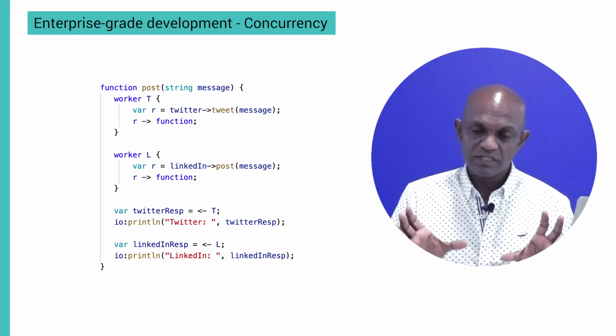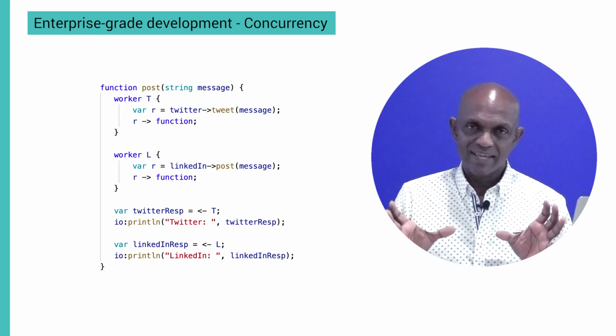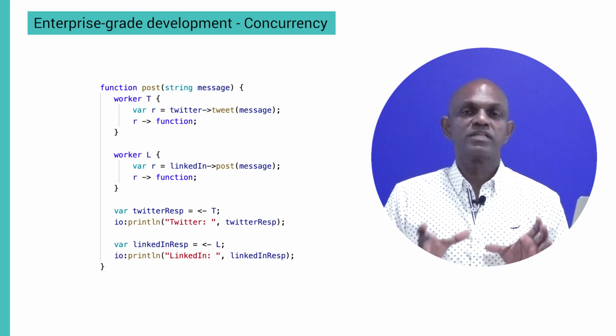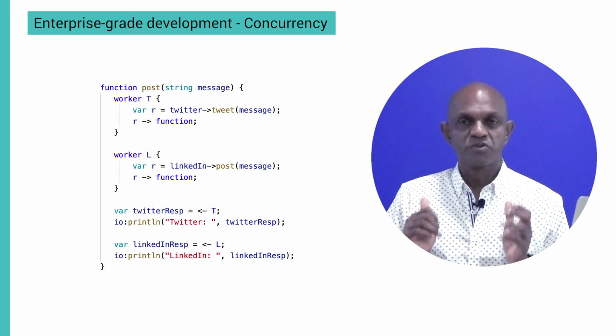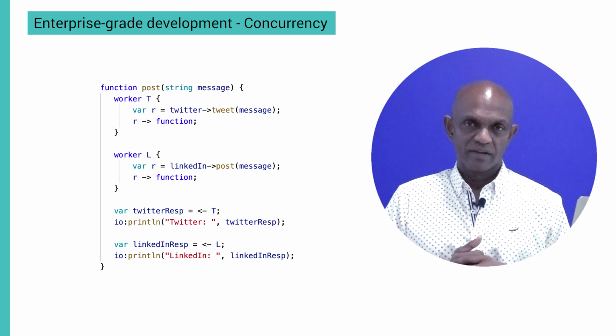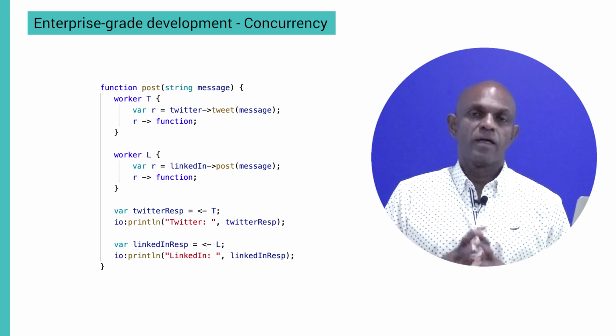So Ballerina's focus is very much on saying, at compile time, we want to know that this program is correct, and if the compiler says this is good, then it's going to run the way you wrote it, right, with no surprises.